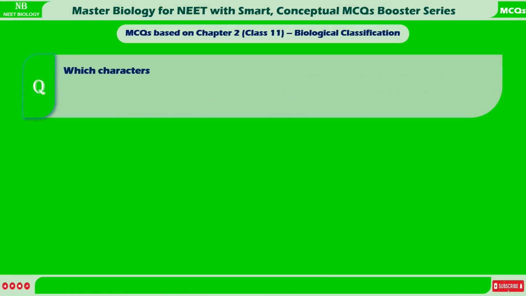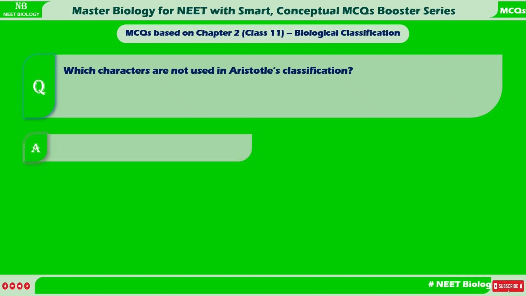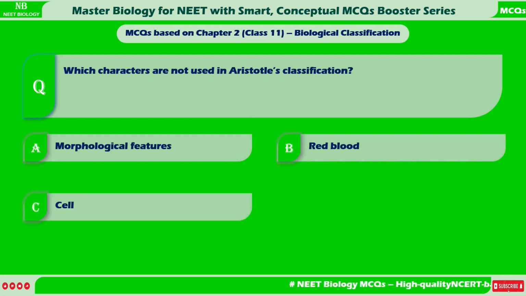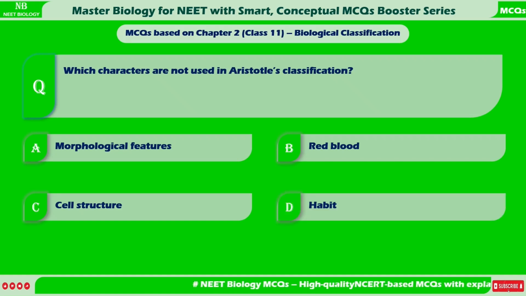Which characters are not used in Aristotle's classification? A. Morphological features. B. Red blood. C. Cell structure. D. Habit and habitat.